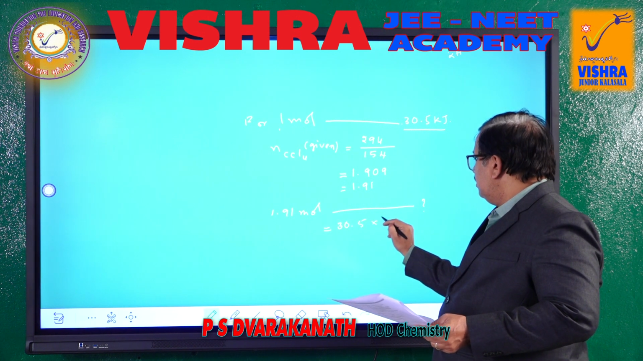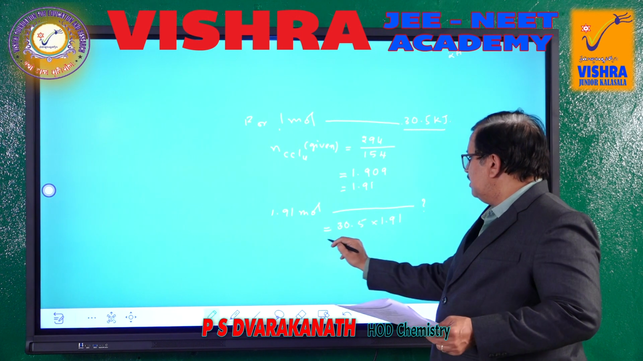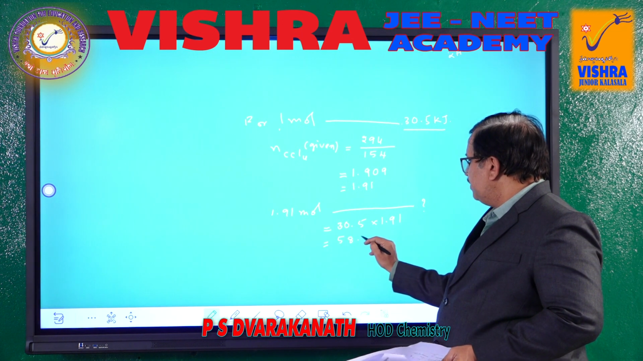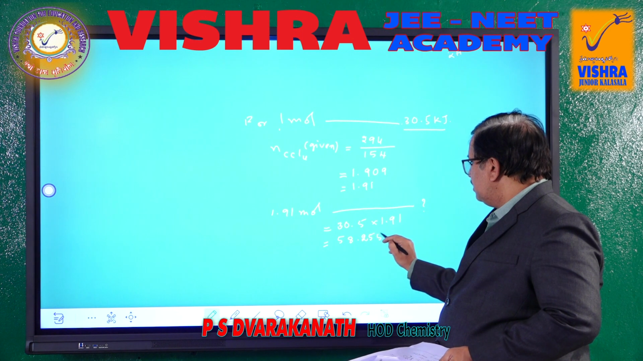30.5 into 1.91. How much is it? It will be 58.255 kilojoules.